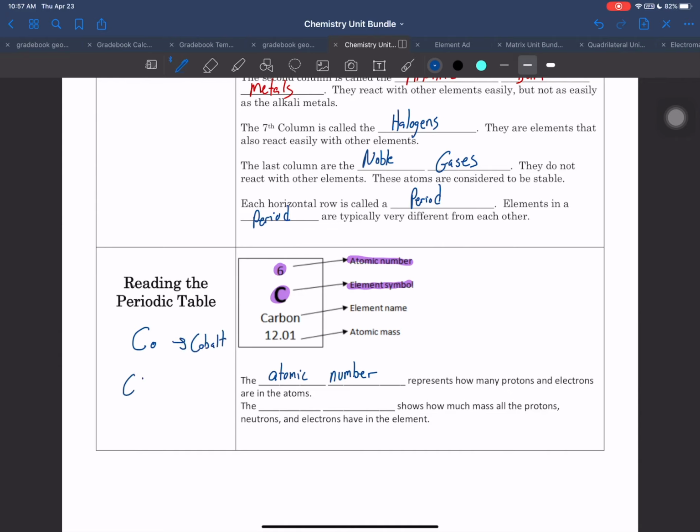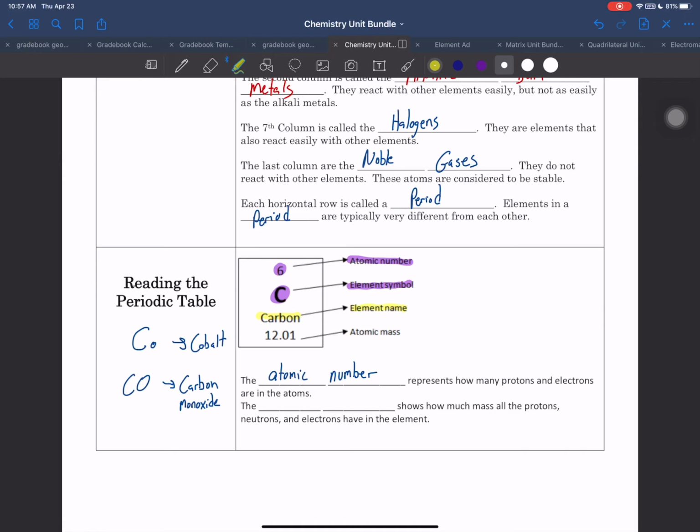But if it were capital C, capital O, all of a sudden this changes. This isn't cobalt. This is now carbon and oxygen, and it's a compound. This is actually carbon monoxide. Very different, even though it's the same exact letters being used. So you've got to really be careful about the capital letters and lowercase letters. And that's the chemical symbol, or the element symbol. The next is the element name. Pretty straightforward. Every element is obviously going to have a name.